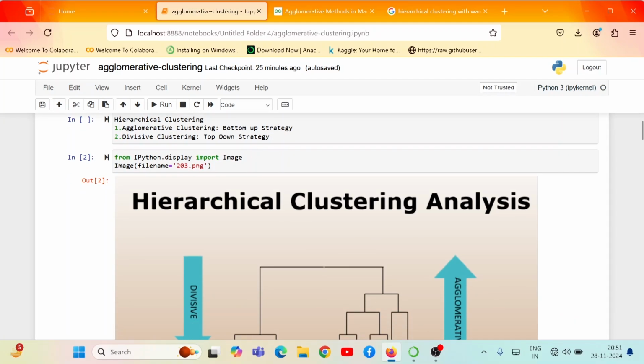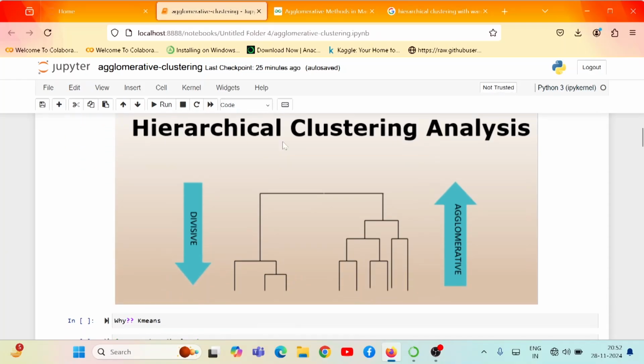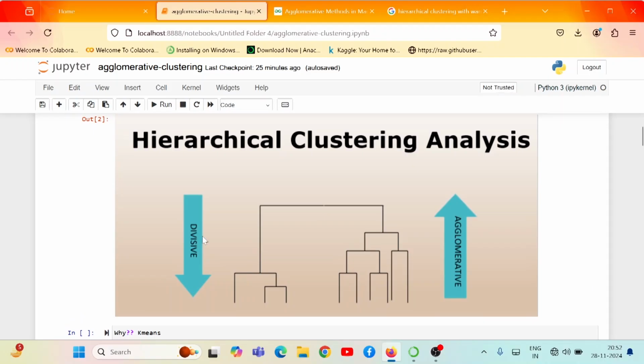It uses the bottom-up strategy to form the clusters. Another strategy is divisive clustering, which uses the top-down strategy to form the clusters. So those are the two different ways through which we can perform hierarchical clustering, right? The first one is divisive, the top-down approach, and the second is agglomerative, the bottom-up approach.